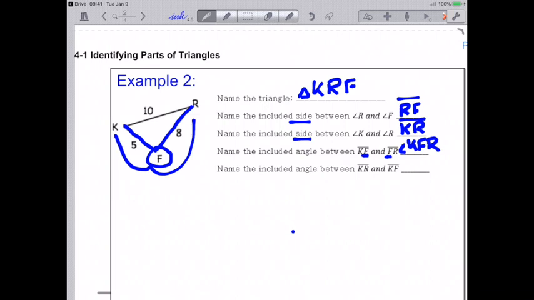So then for the last one, in between sides KR and KF, I know I'm going to get angle K because it's repeated. So I simply need to name angle K using 3 letters. So I'm going to name it angle RKF. I could also do angle FKR. But again, K was the shared letter between those two sides, so K needs to go in the middle when I name this included angle.